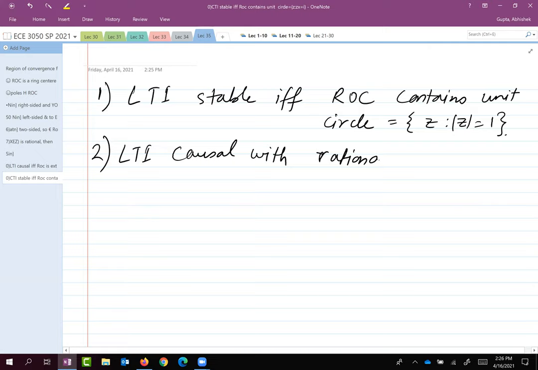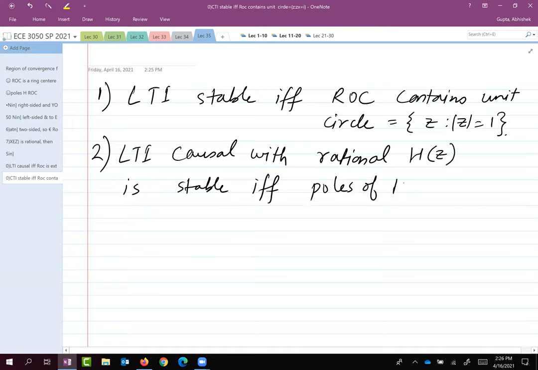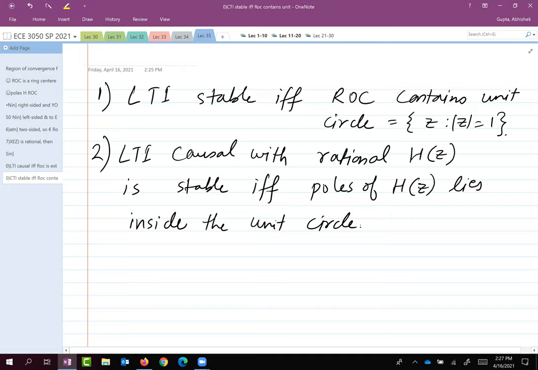Let's consider the second case where I have an LTI system that is causal with a rational H of z. So I know that it's causal and I know that H of z is rational. Then this is stable if and only if poles of H of z lie inside the unit circle. In other words, absolute value of poles is less than one for all poles.